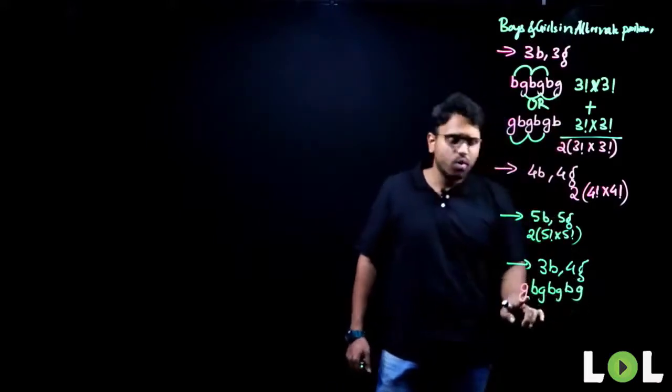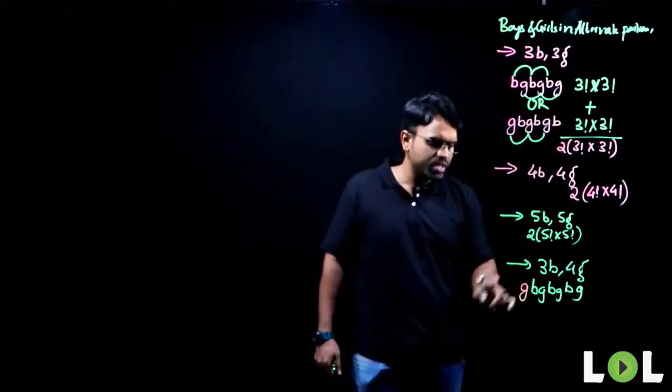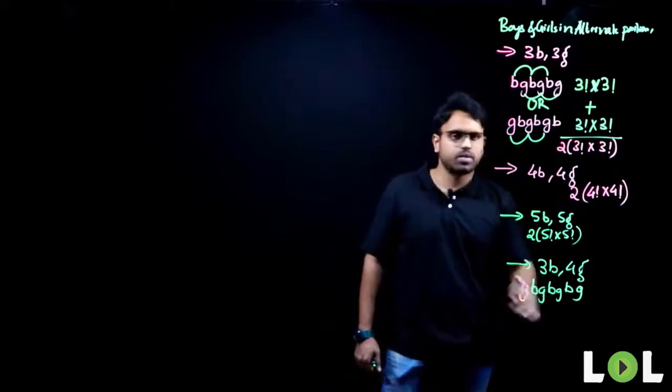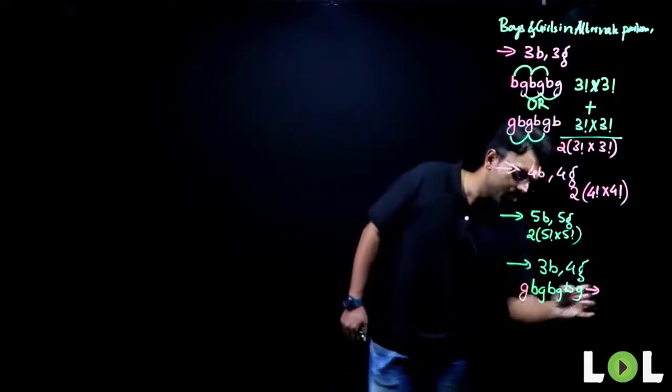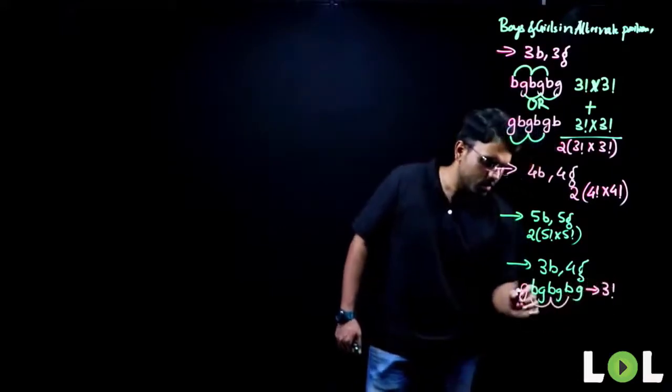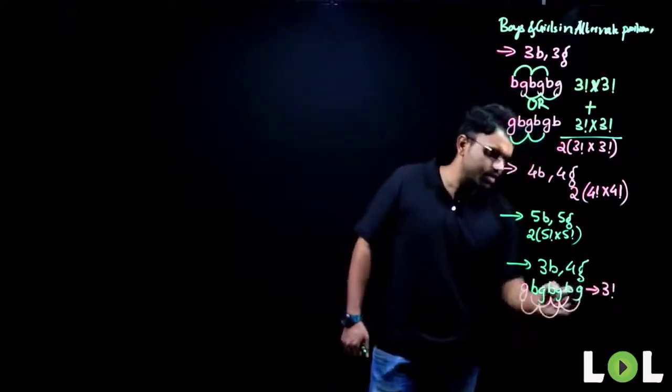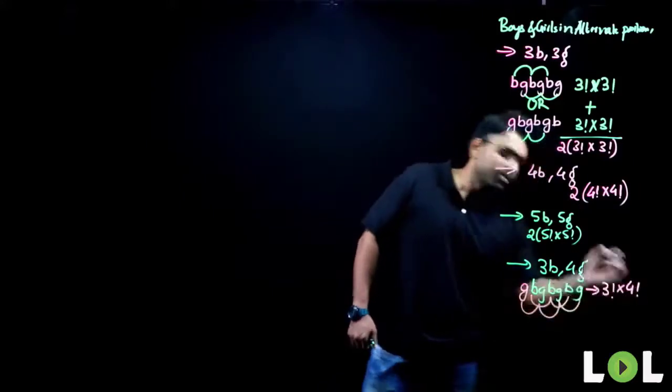So what do I do? I can place her in only one position, that is here. Will there be another case? No. So what will this give me? These 3 boys can be rearranged among themselves in 3 factorial ways, whereas these 4 girls can be rearranged among themselves in 4 factorial ways.